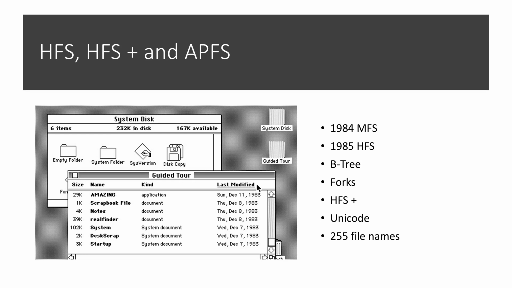MFS and HFS introduced an innovative way of handling files called forks. Instead of storing metadata in a separate place, HFS made each file into two files: the file itself, or the data fork, and an invisible resource fork that contained structural data, including information about the file, such as its icon.